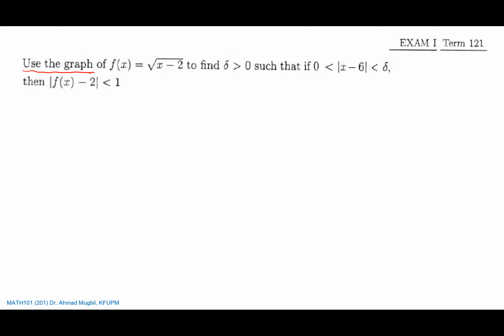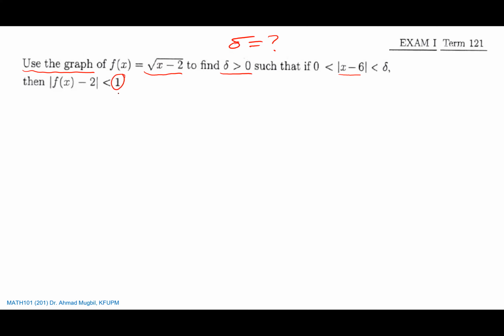But if this is a written quiz, you have to follow the instructions. Now use the graph of this function, which is easy. You can sketch the graph of this function. It is just the square root of x shifted 2 units to the right. To find delta, again, our task is to find delta, such that if the distance between x and 6 is less than delta, then the distance between f and 2 will be less than 1. So what do we have here?